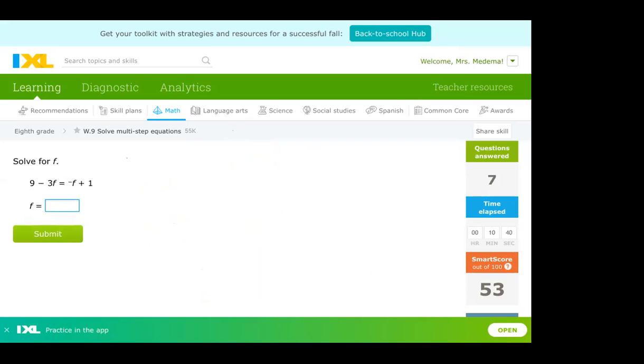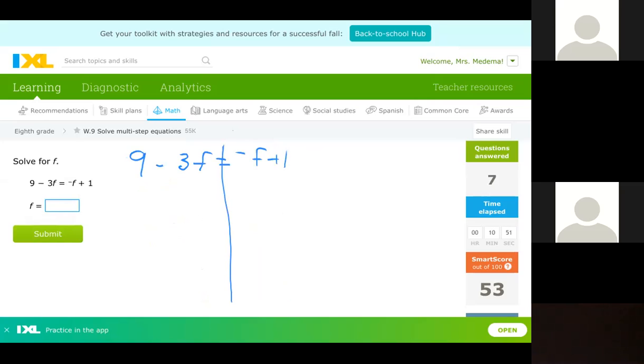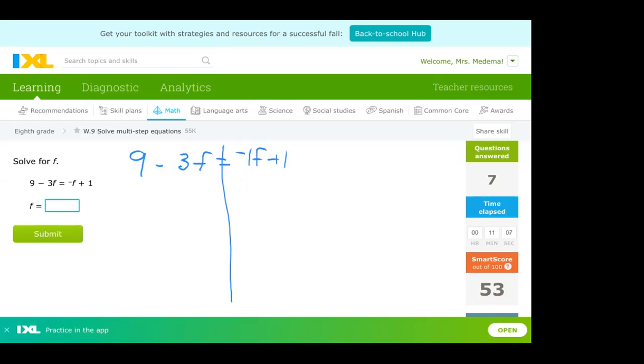All right, so I have 9 minus 3f equals negative f plus 1. So f is on both sides, numbers are on both sides. So I'm going to take the smaller. F doesn't have a number in front of it, but it is the number 1. So I'm going to add the opposite and bring it over. I'm going to add the 3. So add 3f, add 3f.